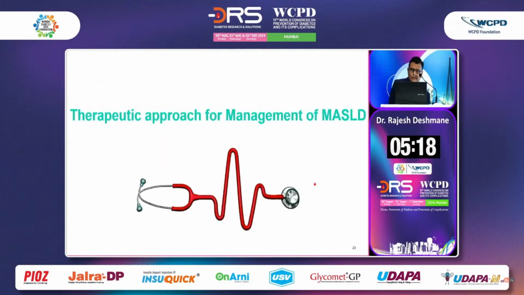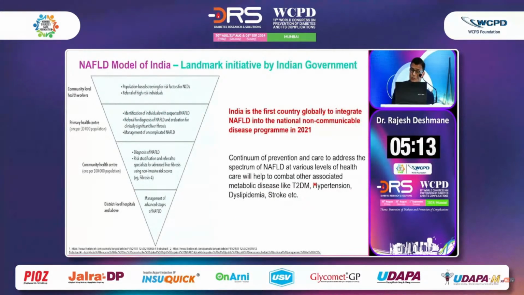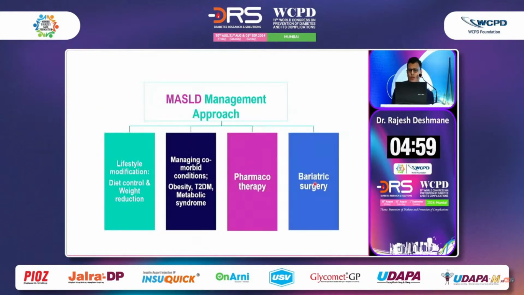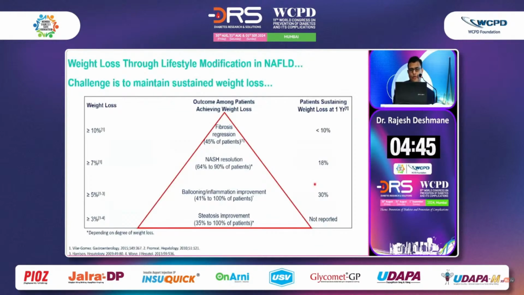Yes, Dr. Gupta sir and Dr. Patni sir asked how to manage. India is the first country that has included NAFLD in its non-communicable disease program, since 2021, and that is a very good sign. Managing is, first, lifestyle modification: diet and weight reduction are the cornerstone. Then, managing comorbid conditions, particularly obesity and type 2 diabetes, is another important thing. Third is pharmacotherapy, and fourth, bariatric surgery. These 4 are the important cornerstones.